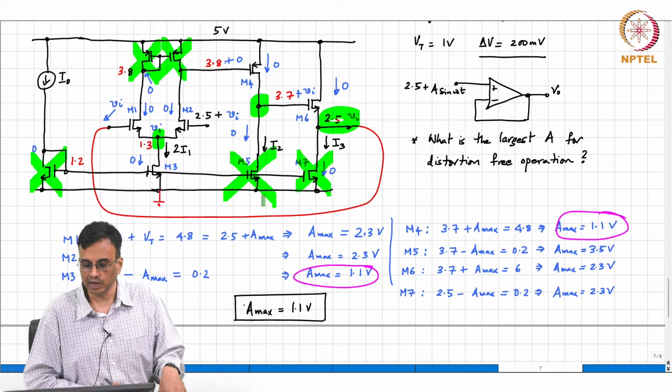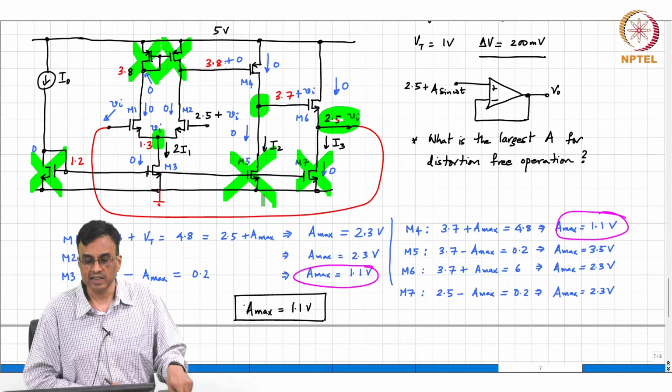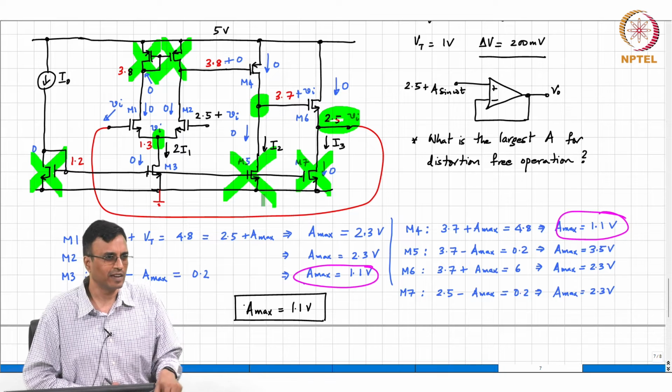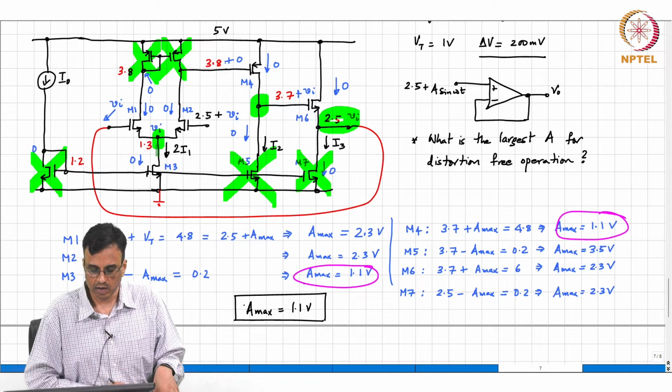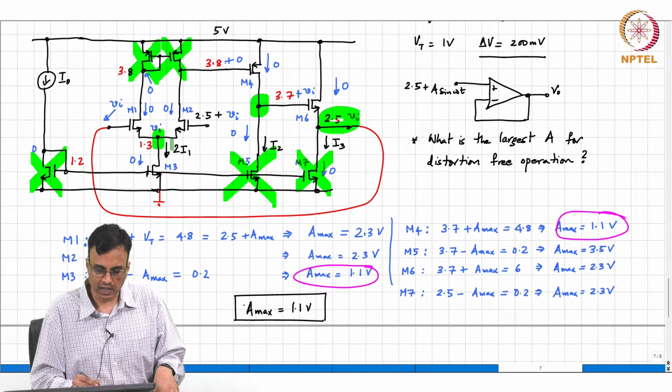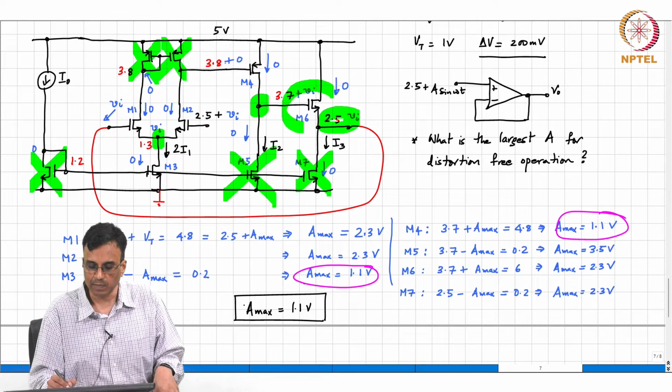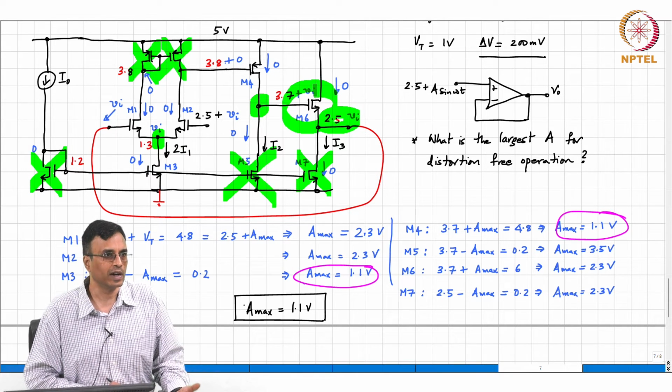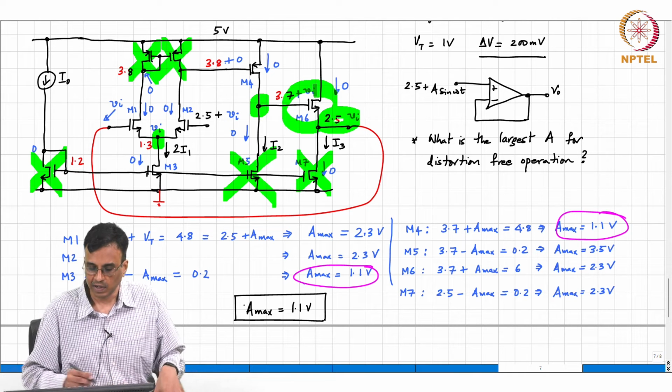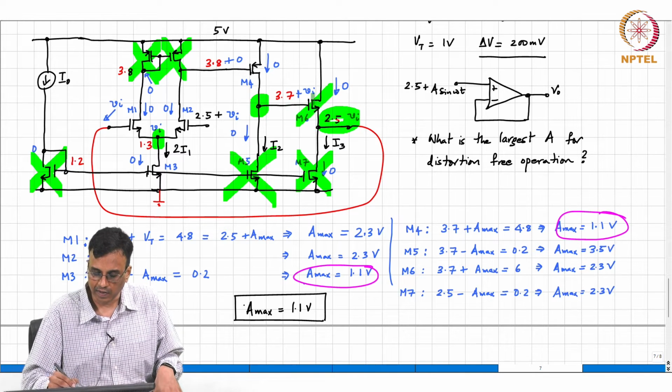What is the drain source voltage of M6? The drain is at 5 volts, the source is at 2.5 plus Vi. So the difference is 2.5 minus Vi plus Vi does not matter. So it is 2.5 minus Vi, right. So M3 or M6, which one is... the drain source voltage of M3 is 1.3 plus Vi. The drain source voltage of M6 is 2.5 plus Vi. Which one is going to be in trouble first? M3. So, there is no point in even considering M6, right.